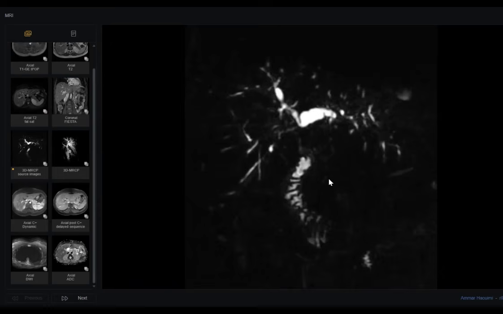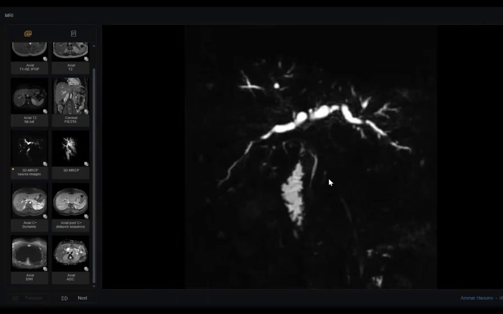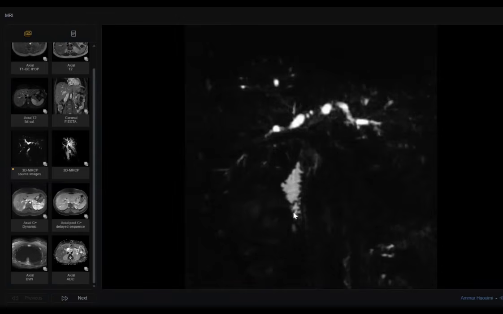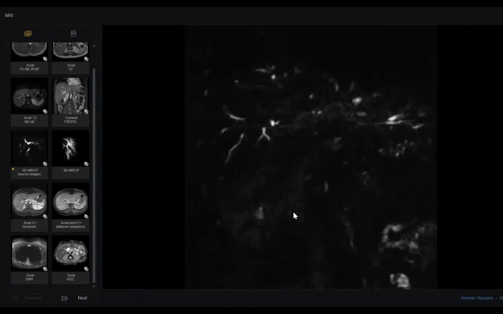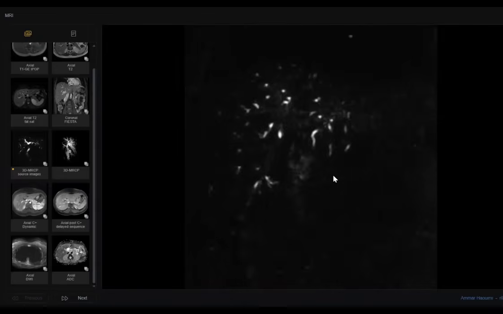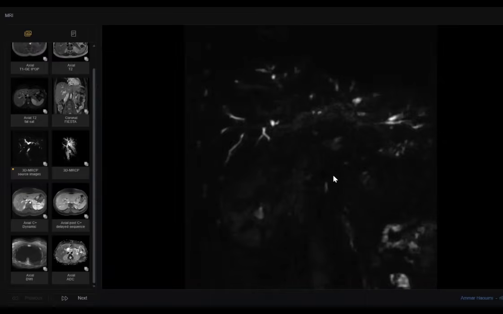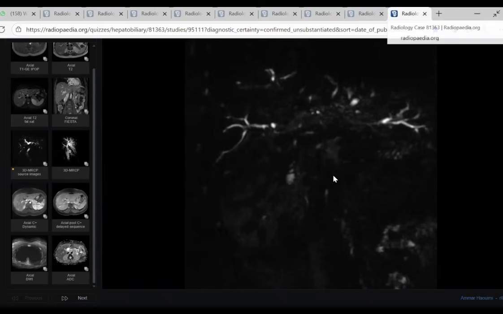Okay, my colleagues, MRCP is a markedly heavy T2 sequence. Why? Because it nullifies all the tissue except the fluid-containing tissue, like the biliary duct and the duodenum here. If you look posteriorly, you can see the kidney, you can see the pelvis. If you go posteriorly, you can detect the CSF, but here not seen. So it was a case of iatrogenic ligation, post-operative ligation of the common hepatic duct.